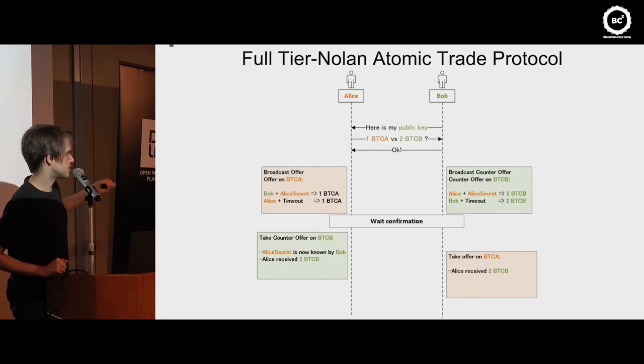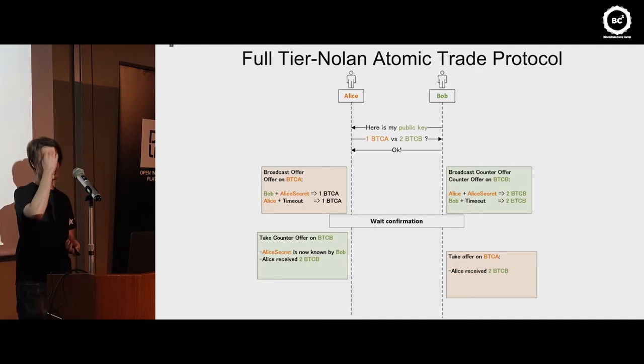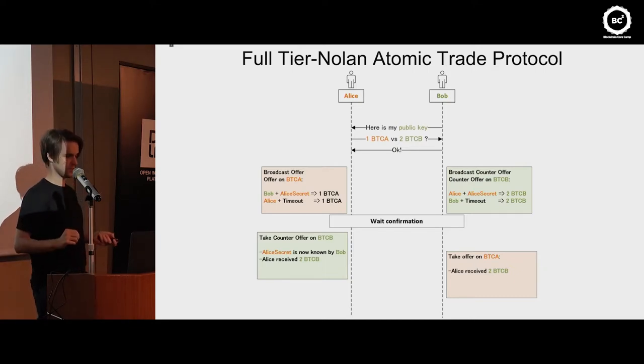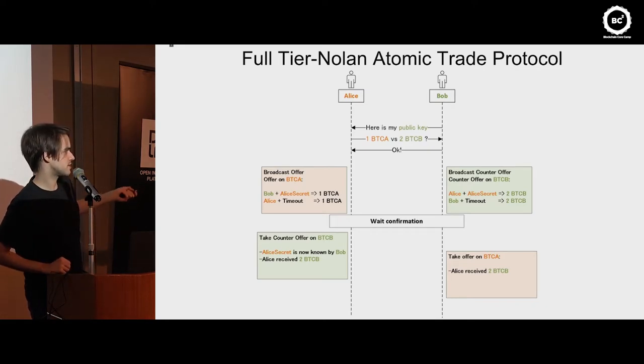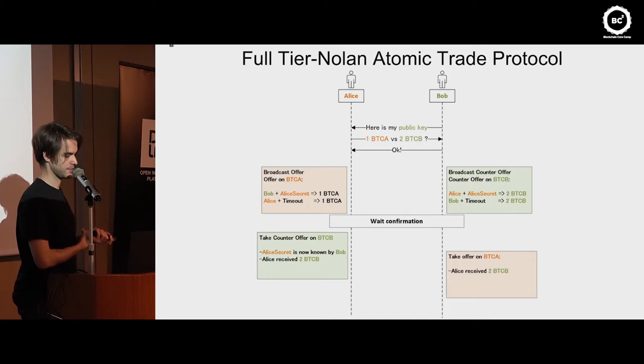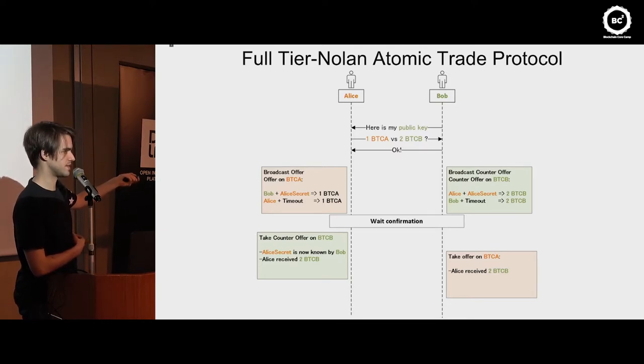So, Alice does the offer, and at the same time Bob does a transaction that is basically the same, except that it's sending BTCB. From that, both are waiting for confirmations. As you can see, Alice already knows all the conditions to get BTCB.